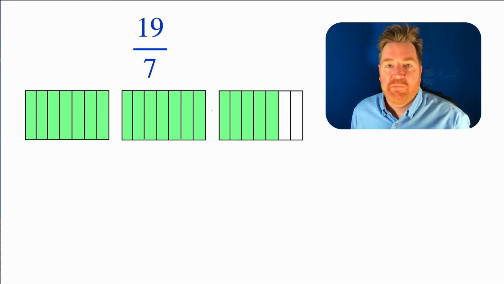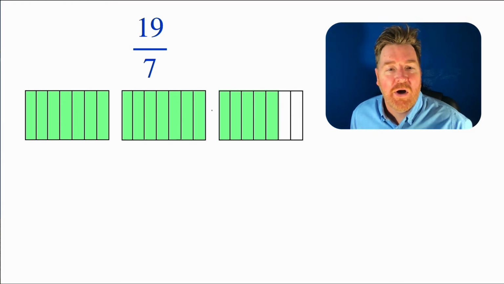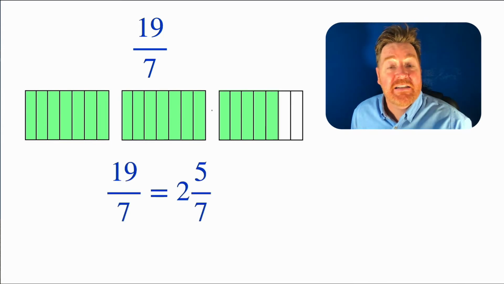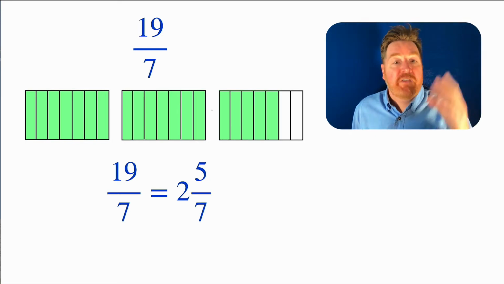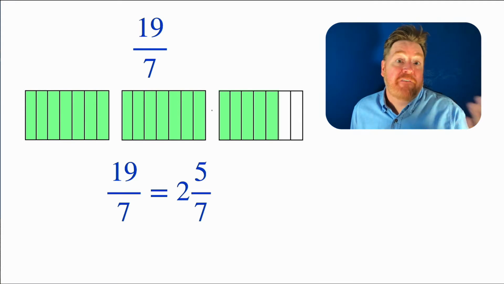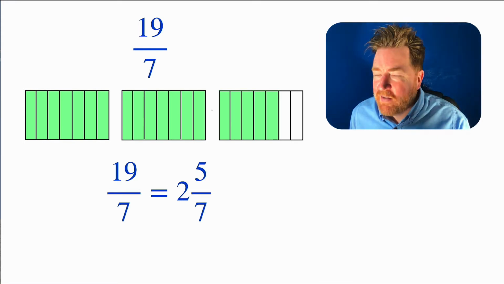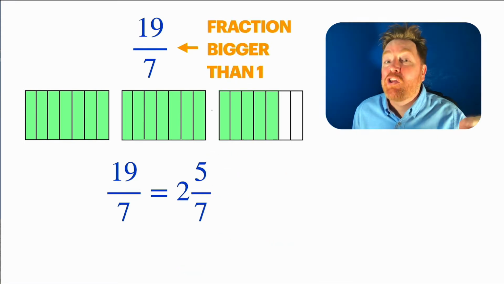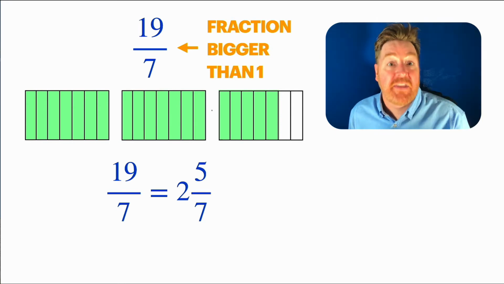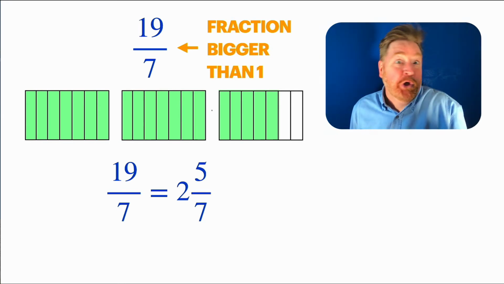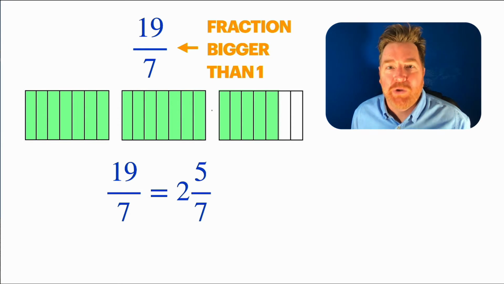All right, guys, to me, and I hope to you as well, it looks like we got 2 and 5/7. There we go. 19/7 is just 2 and 5/7. We're going to refer to 19/7 as a fraction. Makes sense, right? A fraction bigger than 1. It's pretty clear that that's bigger than 1, right? It's 2 and 5/7, so it's bigger than 2 even.